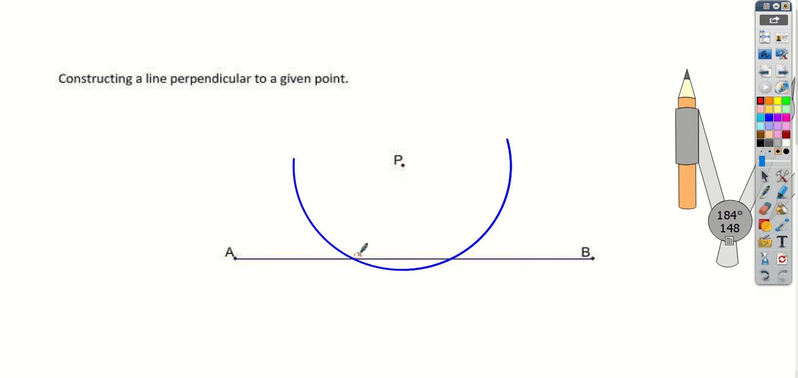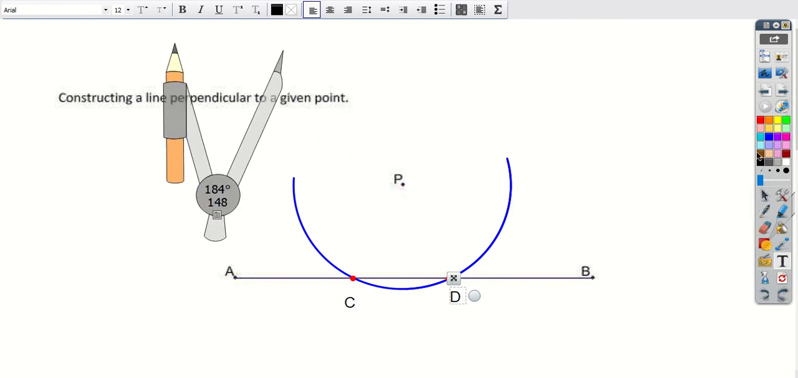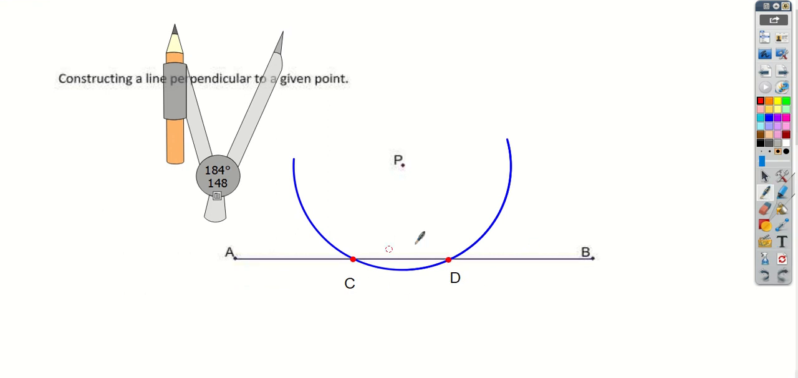And where these two points meet, we'll label it. So here we go. There's one point there, and there's one point there. And we can call these points C and D, just for purposes of having a discussion about where to draw my circles next. Okay, what I've essentially done now is create a line segment where P is in the middle of C and D.